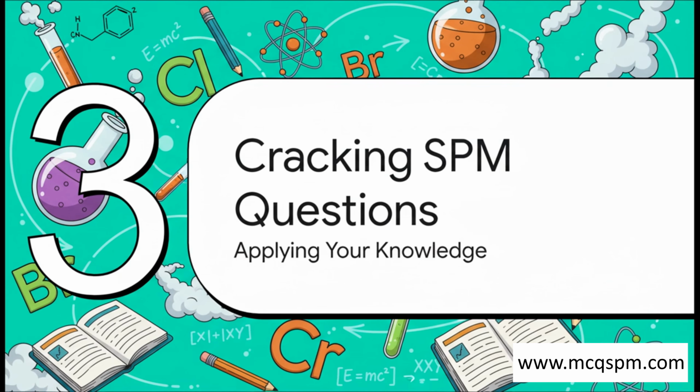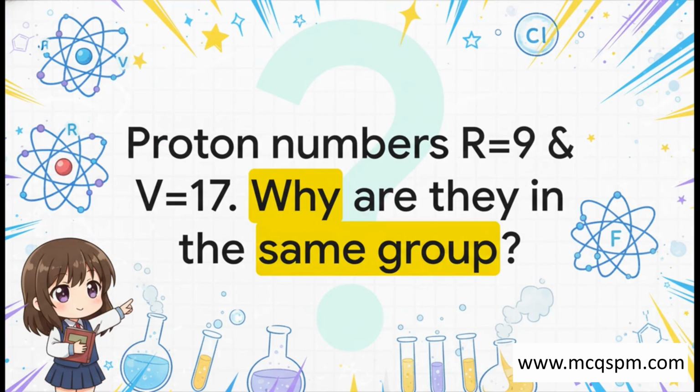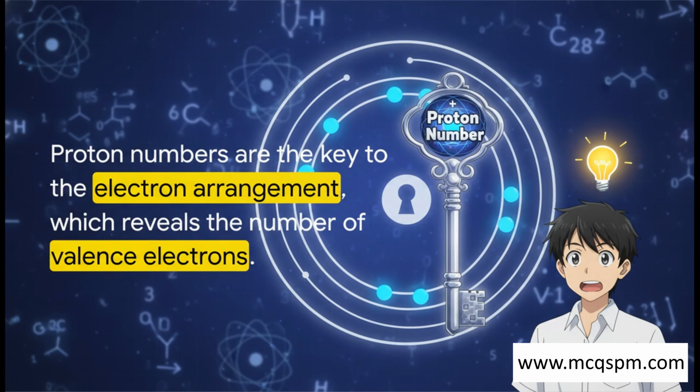So let's take a look at how we can use these ideas to solve some actual SPM questions. Okay, here's a pretty typical question. They give you these mystery elements with proton numbers. R is 9 and V is 17, and they ask what they have in common. What's your first move?